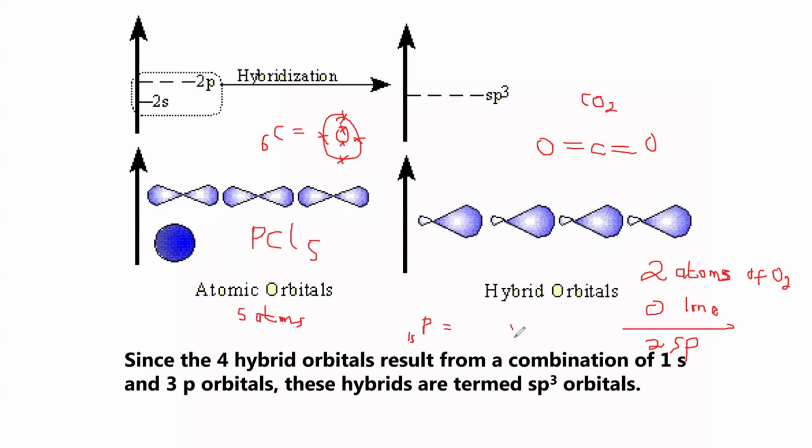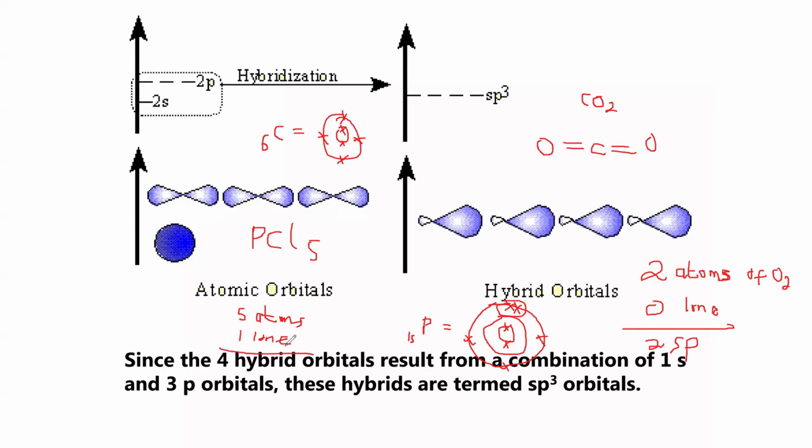So it means that in the first shell we have 2 electrons, in the second one we have 8, and in the last one we have 1, 2, 3, 4, 5. So there is 1 lone pair of electrons. So we have now 1 lone pair of electrons.